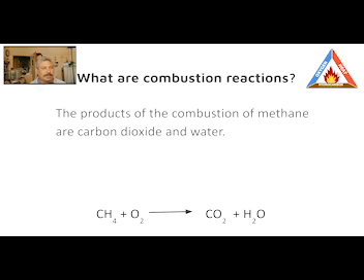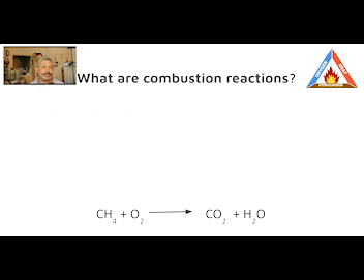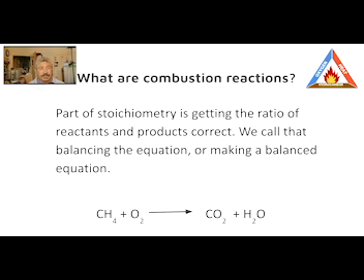Now, the products of combustion of methane are carbon dioxide and water. In fact, those are the products of any combustion reaction. CO2, carbon dioxide, and water, H2O. But we'll see that during another example. Part of stoichiometry is getting the ratios of reactants and products correct. We call that balancing the equation or making a balanced equation.